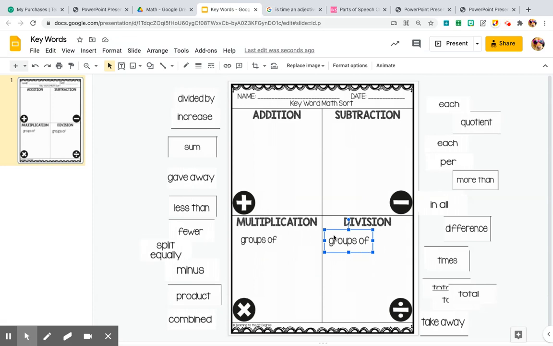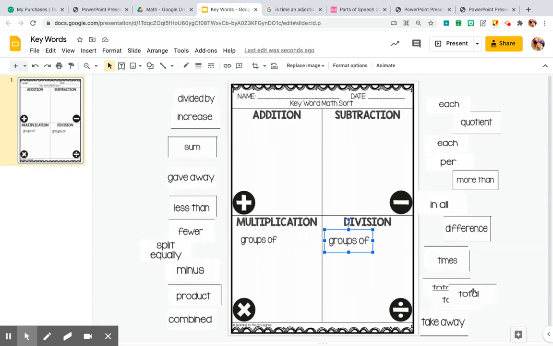When you're multiplying, you have equal groups of the same amount, and you are multiplying them. Like you have 4 rows of 5. You have 4 groups of 5. You can multiply 4 times 5 to find the answer, the total amount.